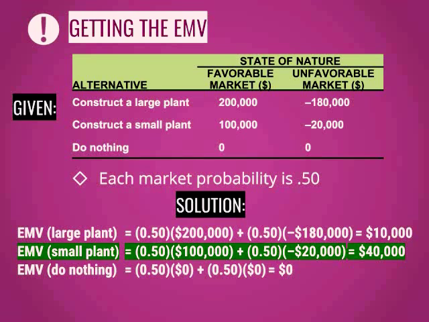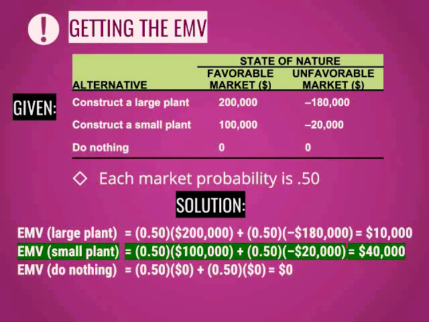For the EMV of the small plant, we multiply 0.5 times 100,000 plus 0.5 times negative 20,000, which will result to 40,000. For the EMV of do nothing, we multiply 0.5 times 0 plus 0.5 times 0, which results to 0. If we'd make a decision based on the highest EMV, we'd choose to build a small plant.